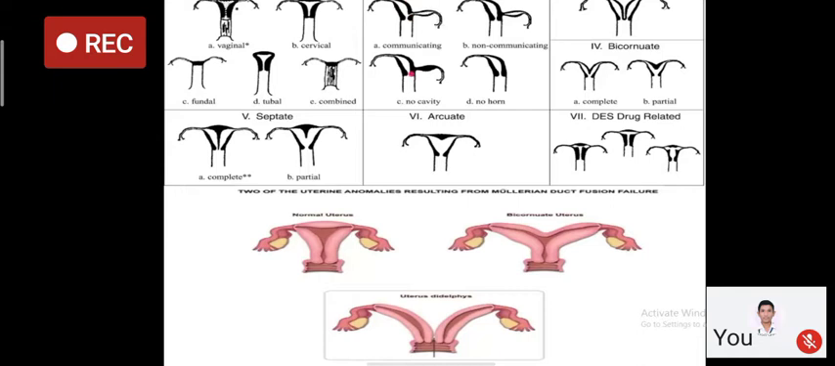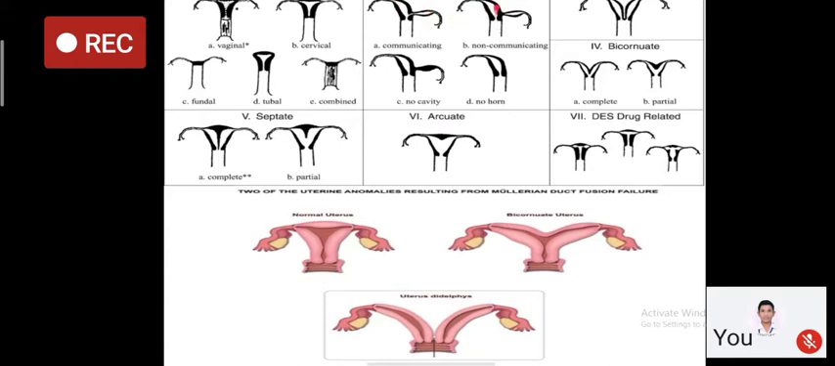So what is the unicornuate? Now I'm coming to the second class. The first class was Mullerian agenesis. Another is the unicornuate, because there is partial non-development. So there could be unicornuate with a rudimentary horn, unicornuate with communicating horn. So this is the main uterine cavity. I'm talking about 2A. There is a main uterine cavity and another is the communicating horn.